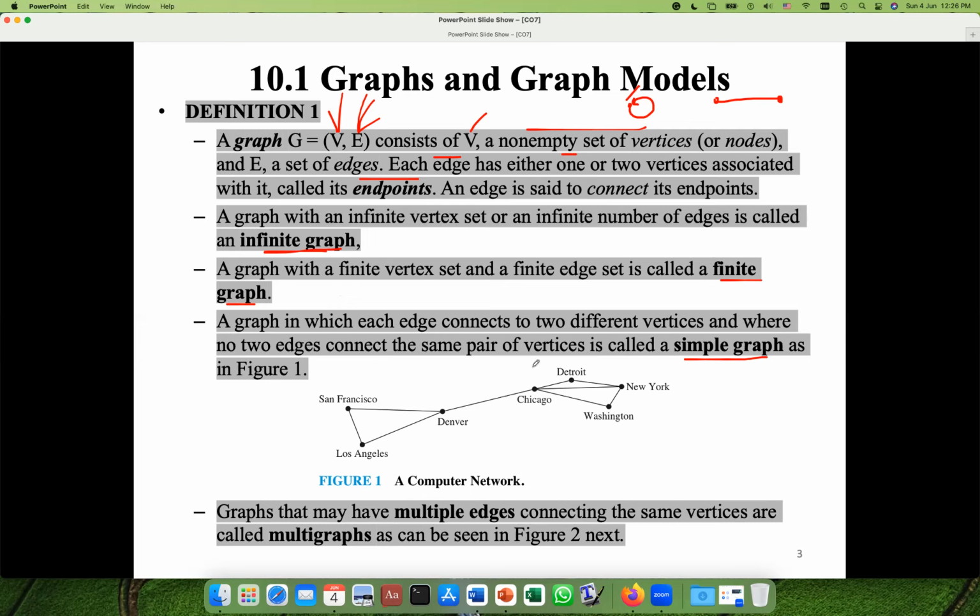So, what is a simple graph? A graph in which you don't have multiple edges or loops is called a simple graph. That is also a definition. But here is a simpler definition: a graph in which each edge connects two different vertices.